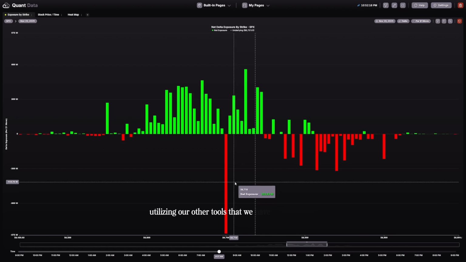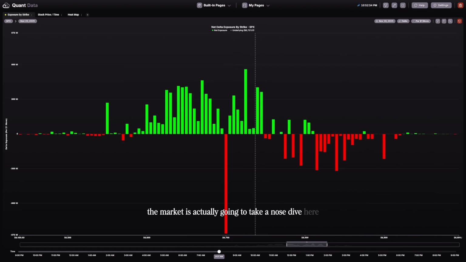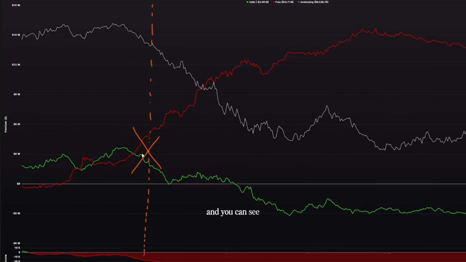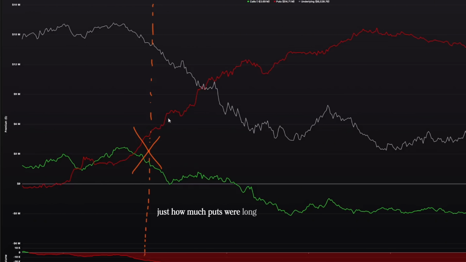Utilizing our other tools that we have in Quant Data, like net drift, you would be able to tack on the fact that the market was actually selling all their calls and loading up on long puts, and that further gave us the idea that, okay, the market is actually going to take a nosedive here. And this is the net drift tool that I'm talking about. At this point right here, the divergence between calls and puts was well over 1.5 million. And you can see just how much puts were long from that point and how much calls were being sold off from that point.